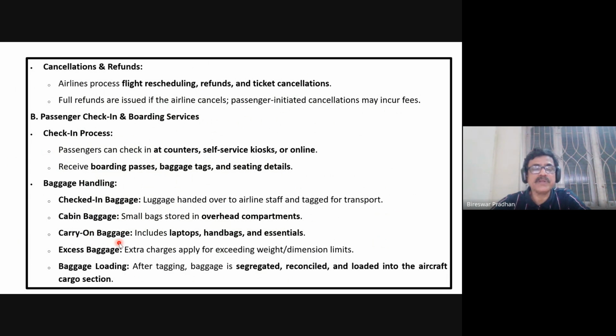Carry-on baggage includes laptops, handbags, and essentials. Excess baggage: extra charges apply for exceeding weight and dimension limits. Baggage loading: after tagging, baggage is segregated, reconciled, and loaded into the aircraft cargo section.